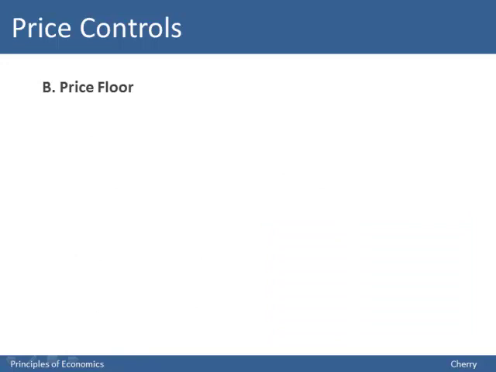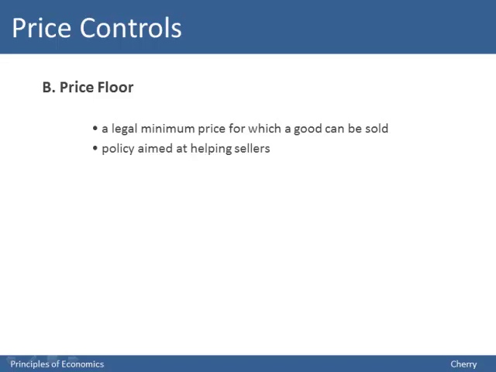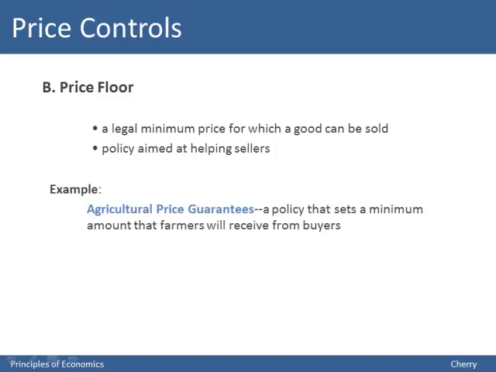So now let's look at price floors. This is when you have a legal minimum price for which a good can be sold. So it's the inverse case of a price ceiling. Instead of a maximum price that you can be charged, this is a minimum price for which you can sell. And this policy is aimed at helping the sellers. A good example of this is agricultural price guarantees, which set a minimum amount that the farmers are going to receive from the buyers for their commodities. That policy is aimed at protecting the farmers from prices going too low and hurting their bottom line.